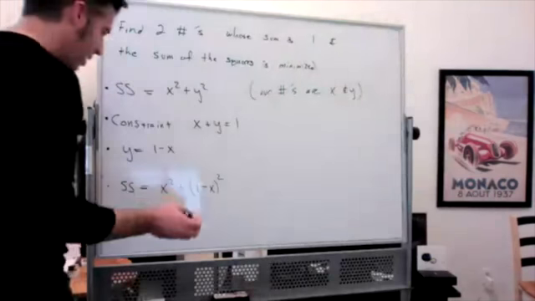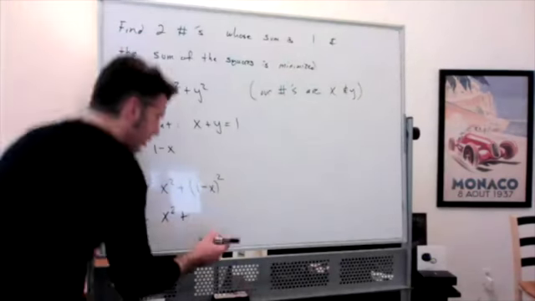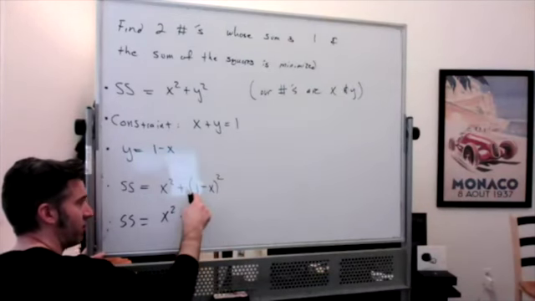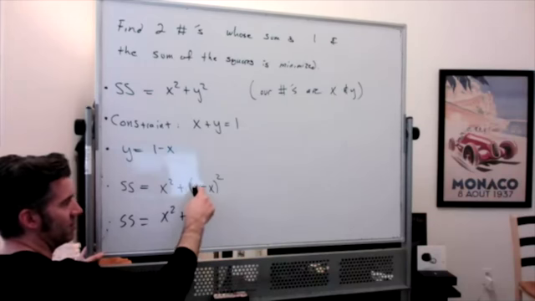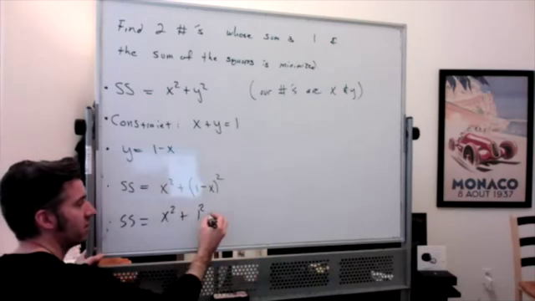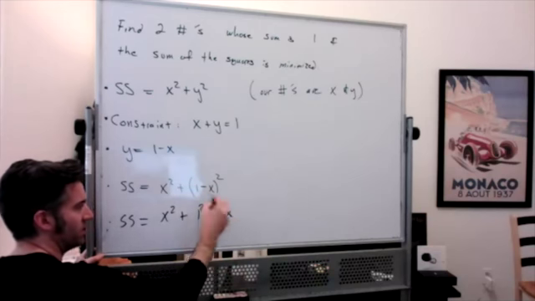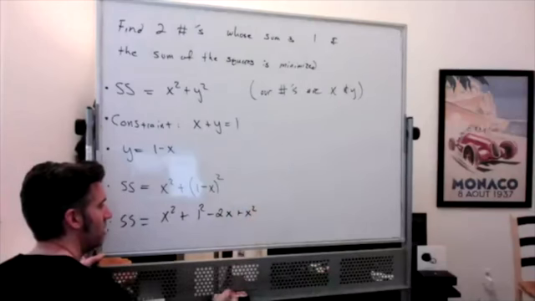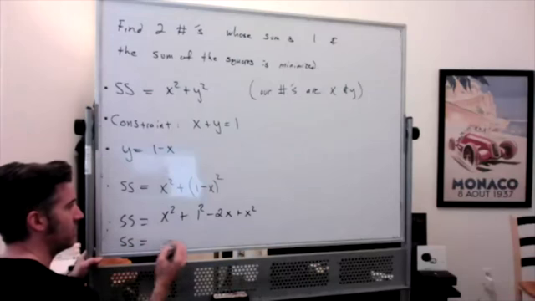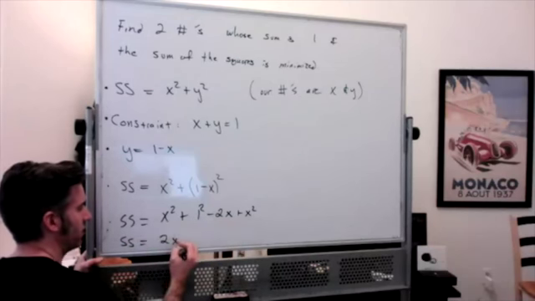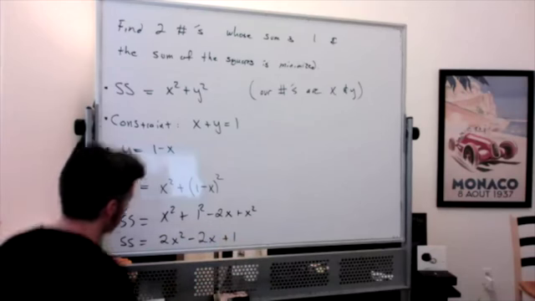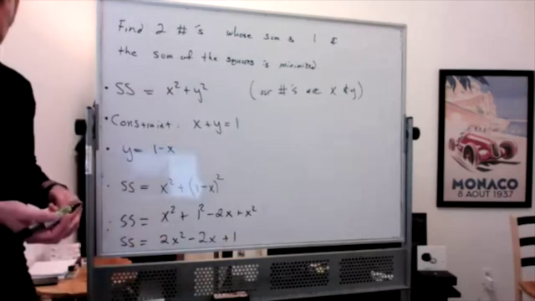Anyway, sorry about that. So multiplying this out, when you have something minus something squared, it's the first thing squared plus 2 times the first and second, which is 2 times 1 times negative x, which is minus 2x, and then plus the second thing squared, which is x squared. So simplifying this and writing it in the standard way, I'm going to write this as x squared plus x squared, so 2x squared minus 2x plus 1 squared, which is 1. So that's the thing we're trying to minimize.